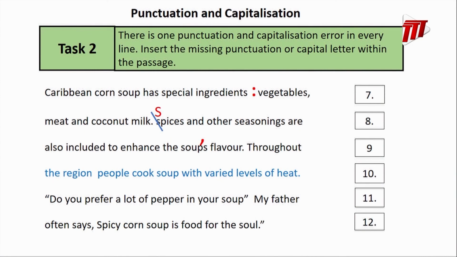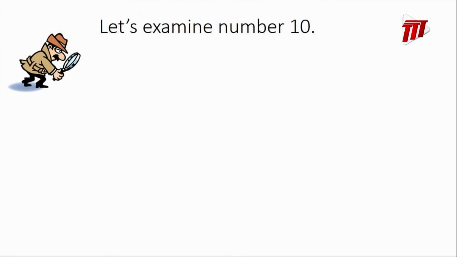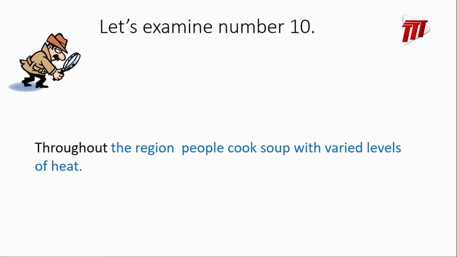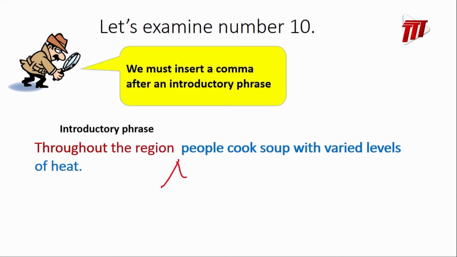The region, people cook soup with varied levels of heat. Throughout the region, people cook soup with varied levels of heat. I'll read it again. Throughout the region, people cook soup with varied levels of heat. So we have throughout the region, people cook soup with varied levels of heat. What's missing? We had a pause after region. So what's missing? What punctuation mark do you think is missing there? We are pausing to read, right? It's an introductory phrase. We must insert a comma after an introductory phrase.